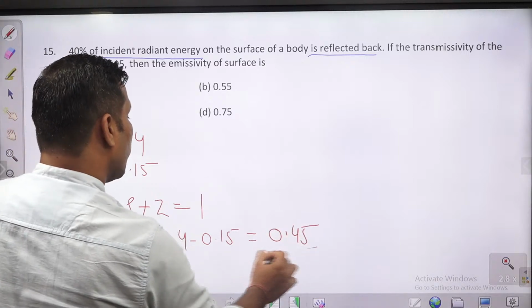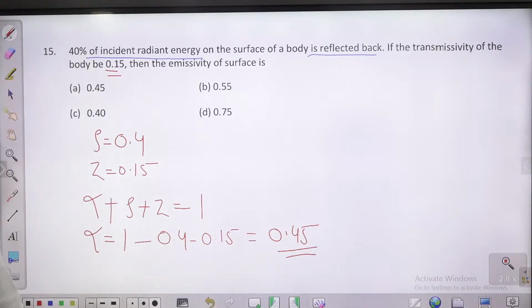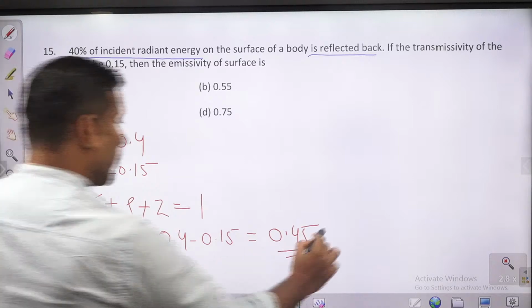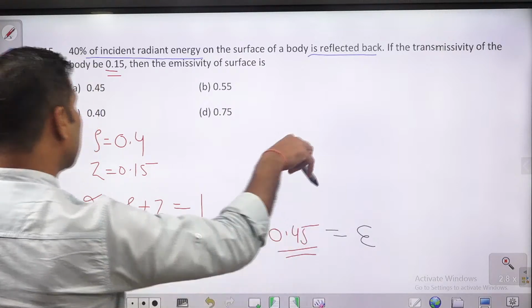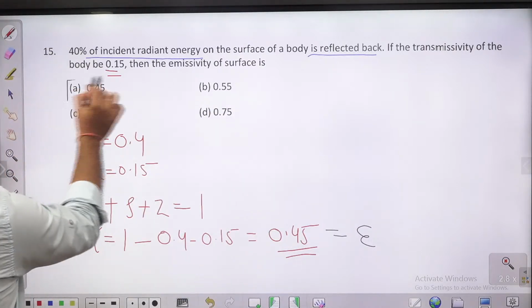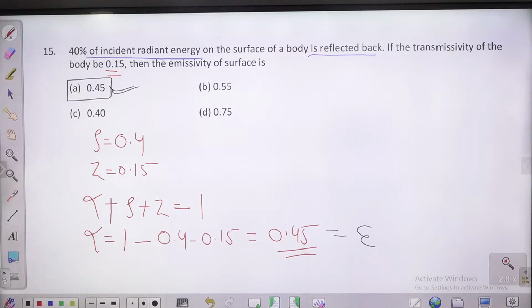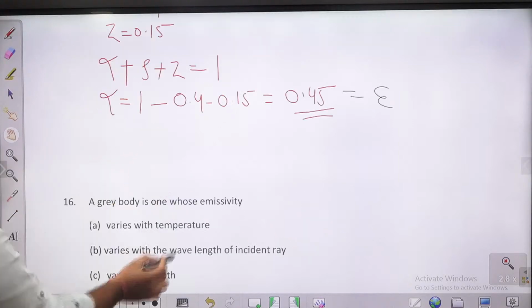0.45. So if a body has absorptivity 0.45, it will have emissivity also 0.45, because according to Kirchhoff's law, a good absorber is also a good emitter. Okay. So alpha is equal to 0.45. So emissivity is also 0.45. What will option A be, children? This is the right answer. Fine. Let us move to question number 16.